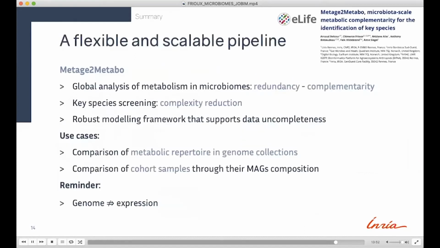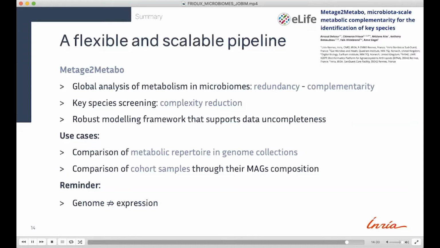As a summary, MetaJ2Metabo is a flexible pipeline for large community analysis at the metabolic scale. It is very flexible. You can reconstruct metabolic networks in the pipeline or provide them as input. Each step can be run individually. The purpose of the pipeline is to get a first picture of the metabolic complementarity and metabolic redundancy in a large microbiota. Its second objective is to reduce the complexity of the initial microbiota by pinpointing members of interest for targeted functions.